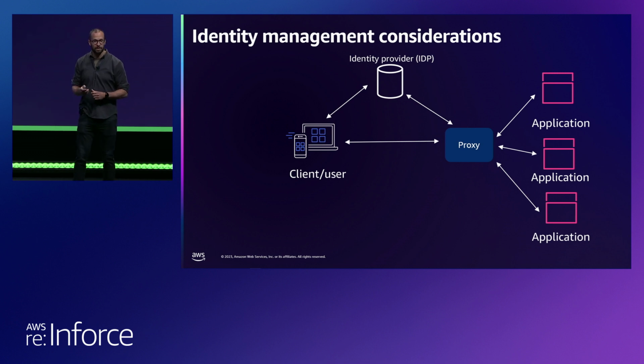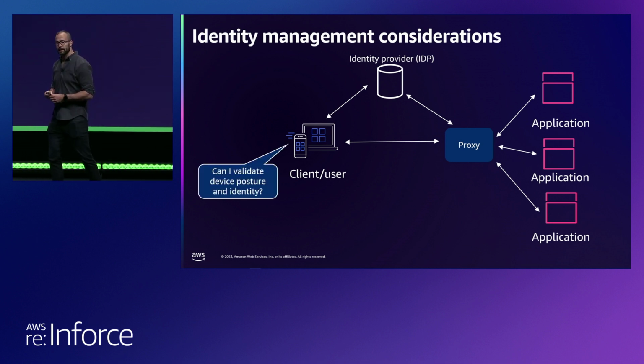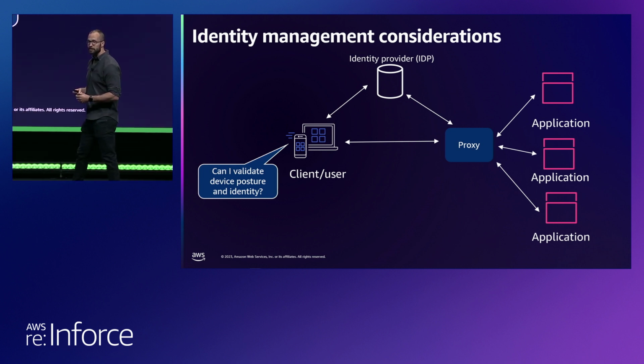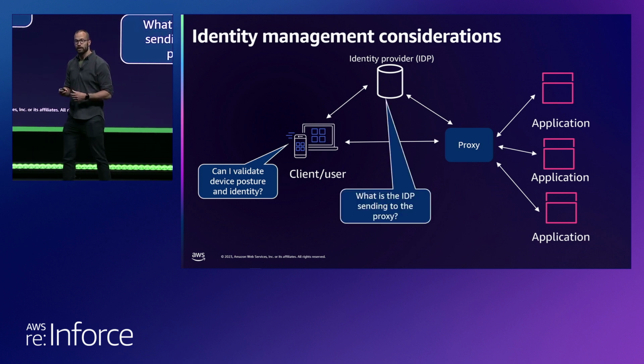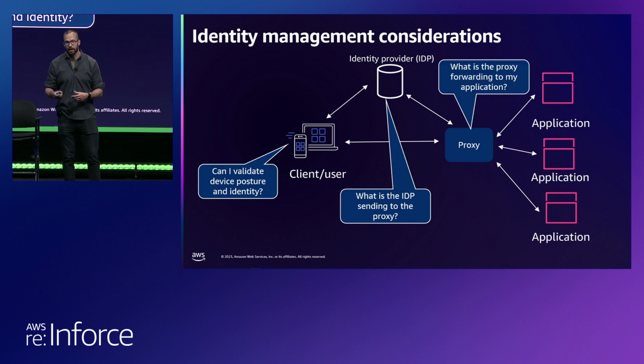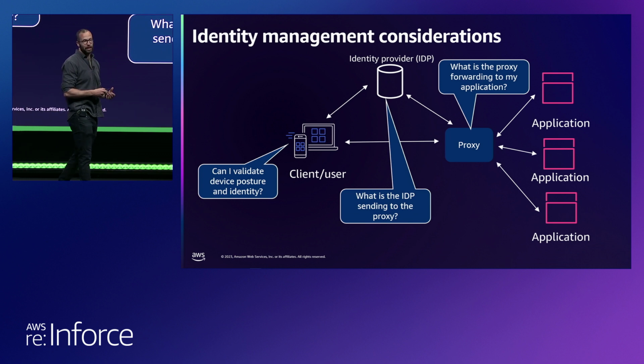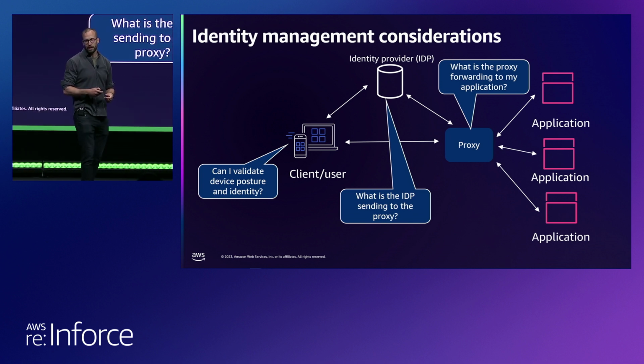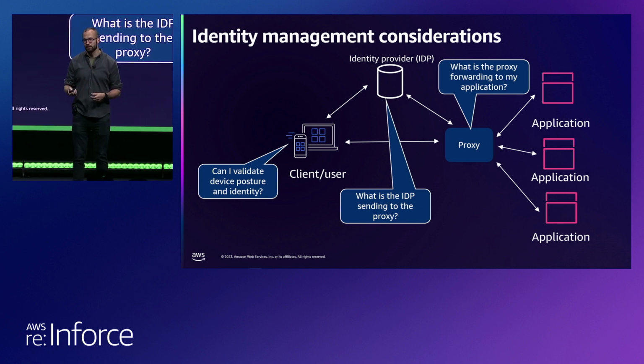And there are often some questions we get from customers about these types of architectures. So things like, can I also validate the device posture of where the client's connecting from, rather than just validating the identity? What are the things that are being sent between the identity provider and the client, or identity provider and the proxy? And what is that proxy actually forwarding back to my application?